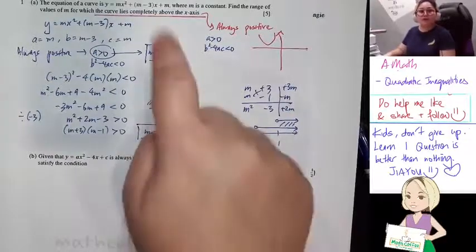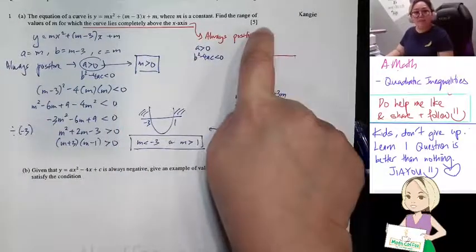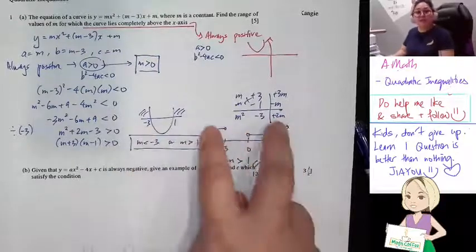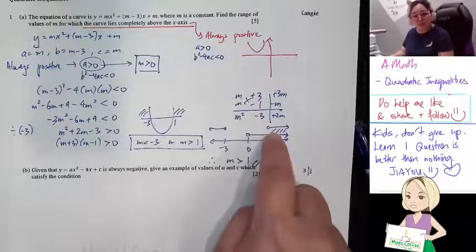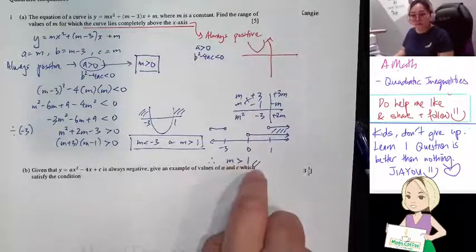So this question is a tricky one. That's why it's a 5-mark question. You actually have 2 sets of inequality, and you need to find the simultaneous solution and find out what is the common region. And the actual answer for this is only m is more than 1. Okay, take note.